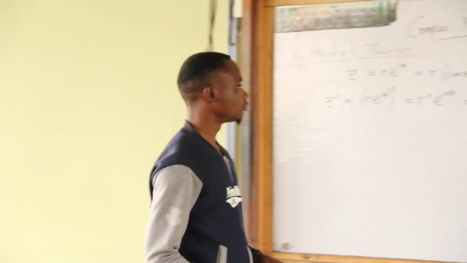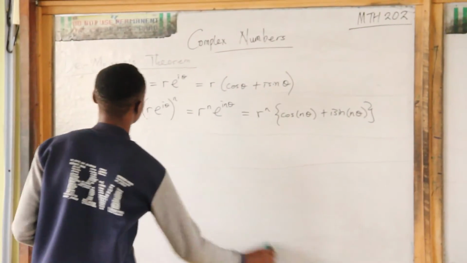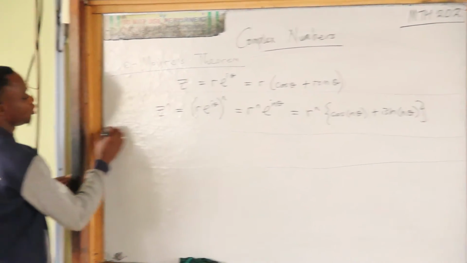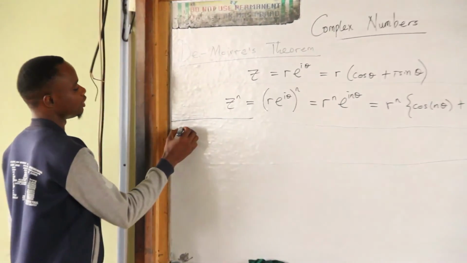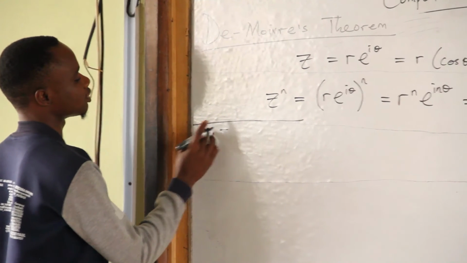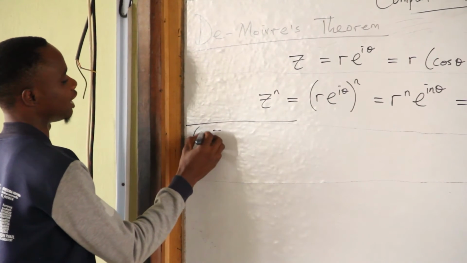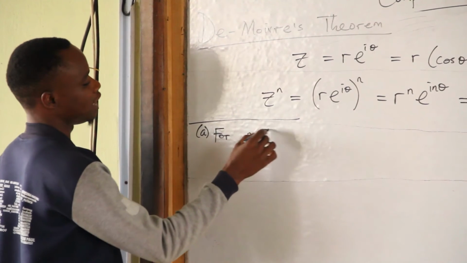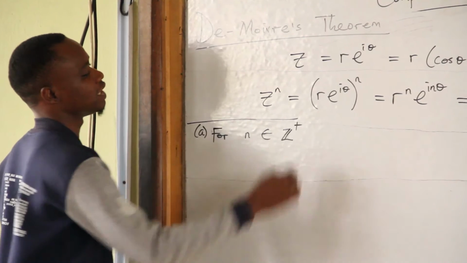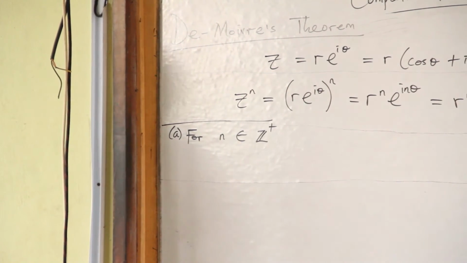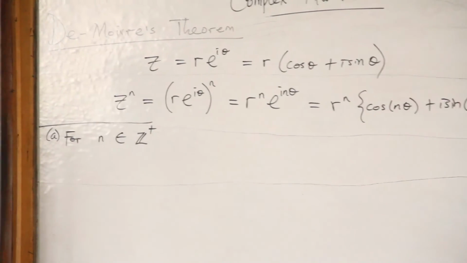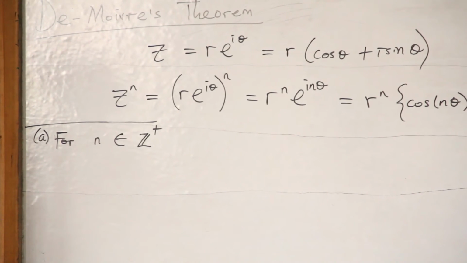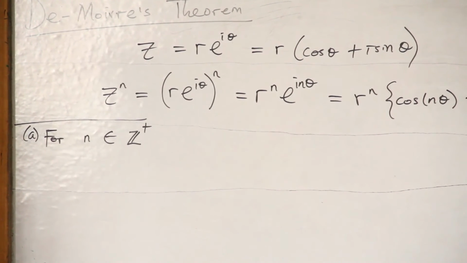So let's take it one step after the other. Please pay attention now. This is the first part. I want to show that it is true for n element of Z plus. That means it is true for all positive integers, and that's what we use mathematical induction for.